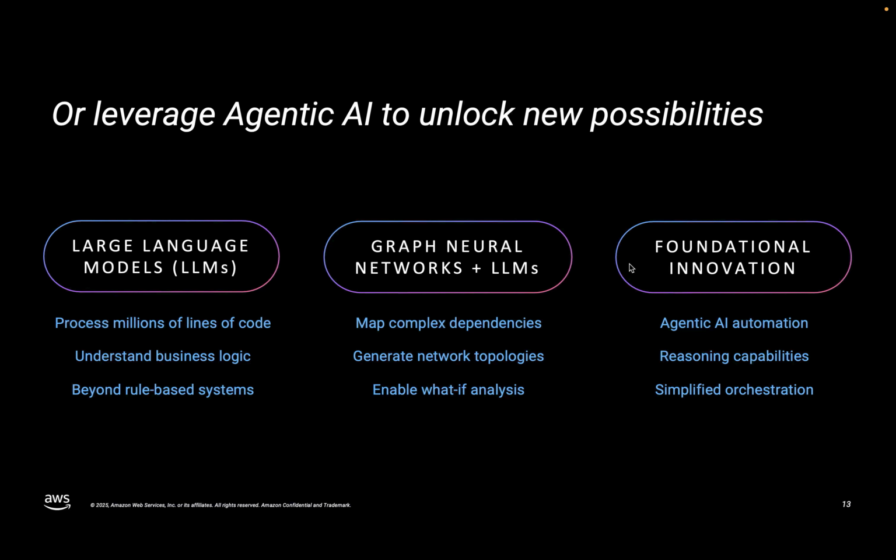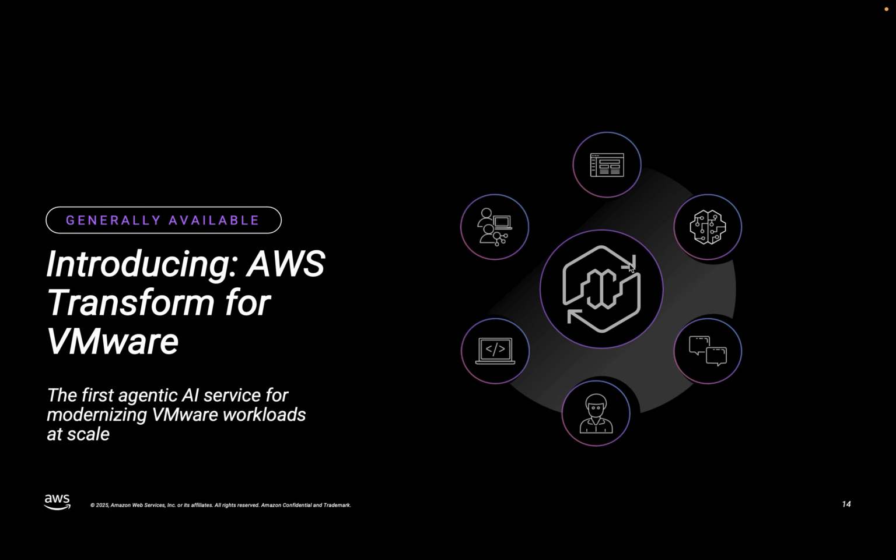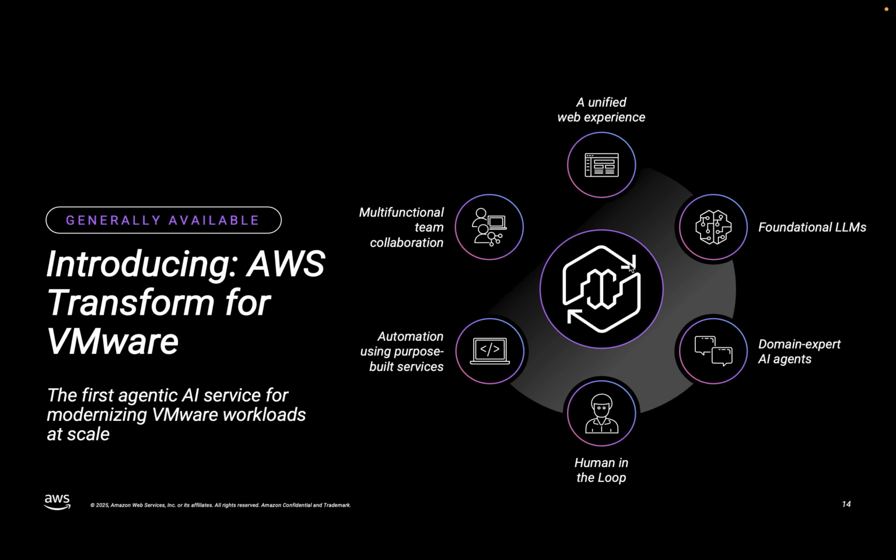AI automation, right? So right now, AWS is introducing AWS Transform for VMware customers. It's the first agentic AI service for modernizing VMware workloads at scale. So it has a unified web experience. It already has foundational LLMs that have been trained with a ton of data over the last 18 years that AWS has. And then it has AI agents that are domain experts, and we'll talk about it in a second. There is always a human in the loop to make sure things are running properly.